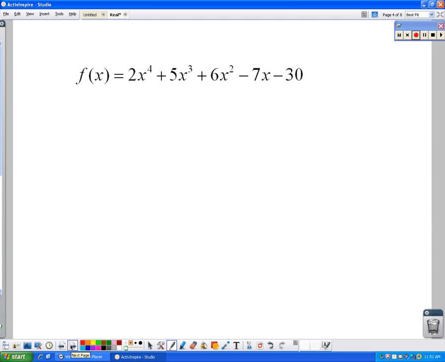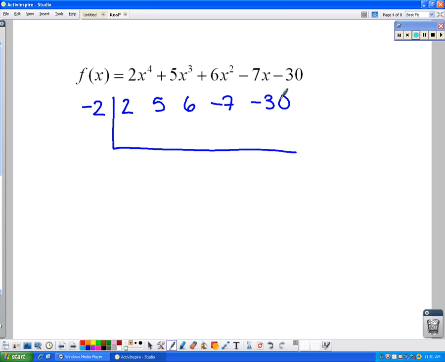So our first step then is going to be to divide our initial polynomial by the first 0 we saw, which was -2. So remember that you want to translate the polynomial into coefficients. So 2, 5, 6, -7, and -30. The 2 comes down. We multiply for -4. We add. We multiply. Add. Multiply. Add. Multiply. And add. The 0 reassures us that we're doing this properly.